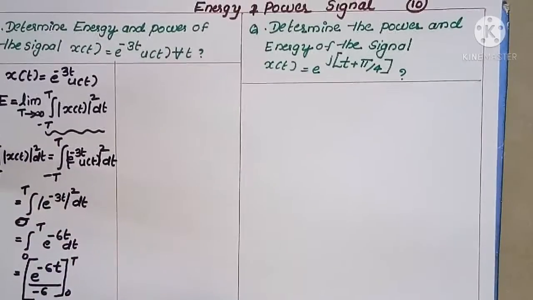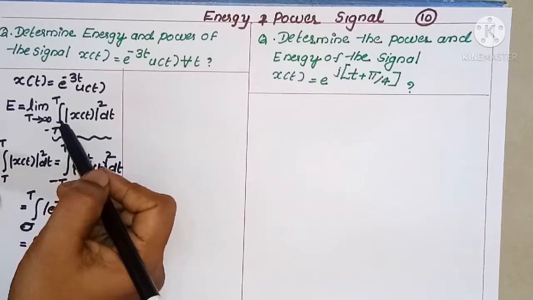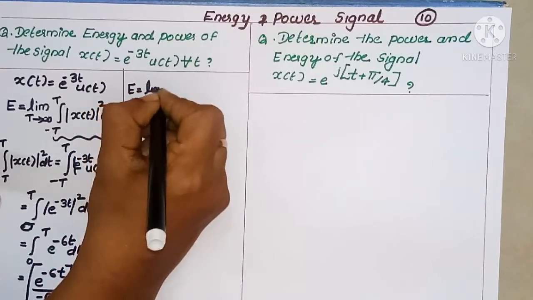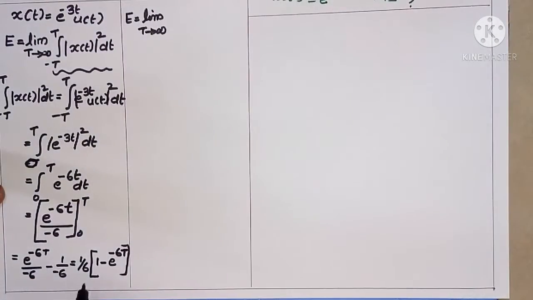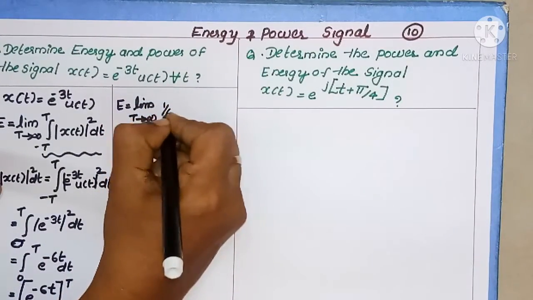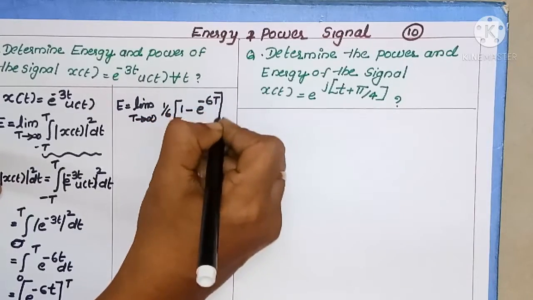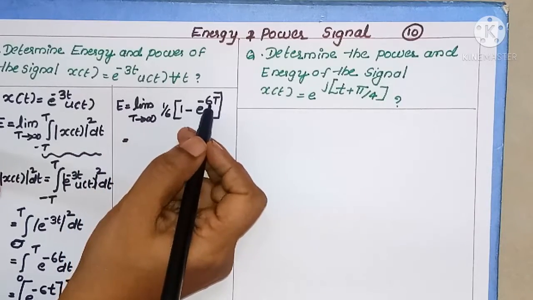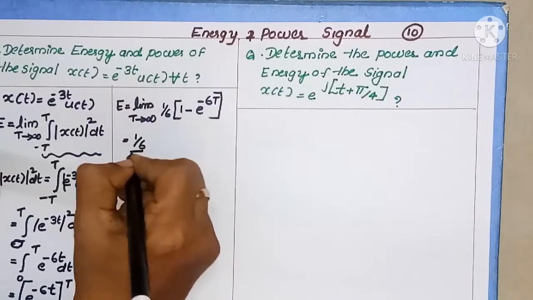Then in our energy equation we have the limit t tends to infinity, so we can apply it here. So E is equal to limit t tends to infinity, 1 by 6 into 1 minus e raised to minus 6t. As t tends to infinity, e raised to minus infinity becomes 0. So you will get E equal to 1 by 6.